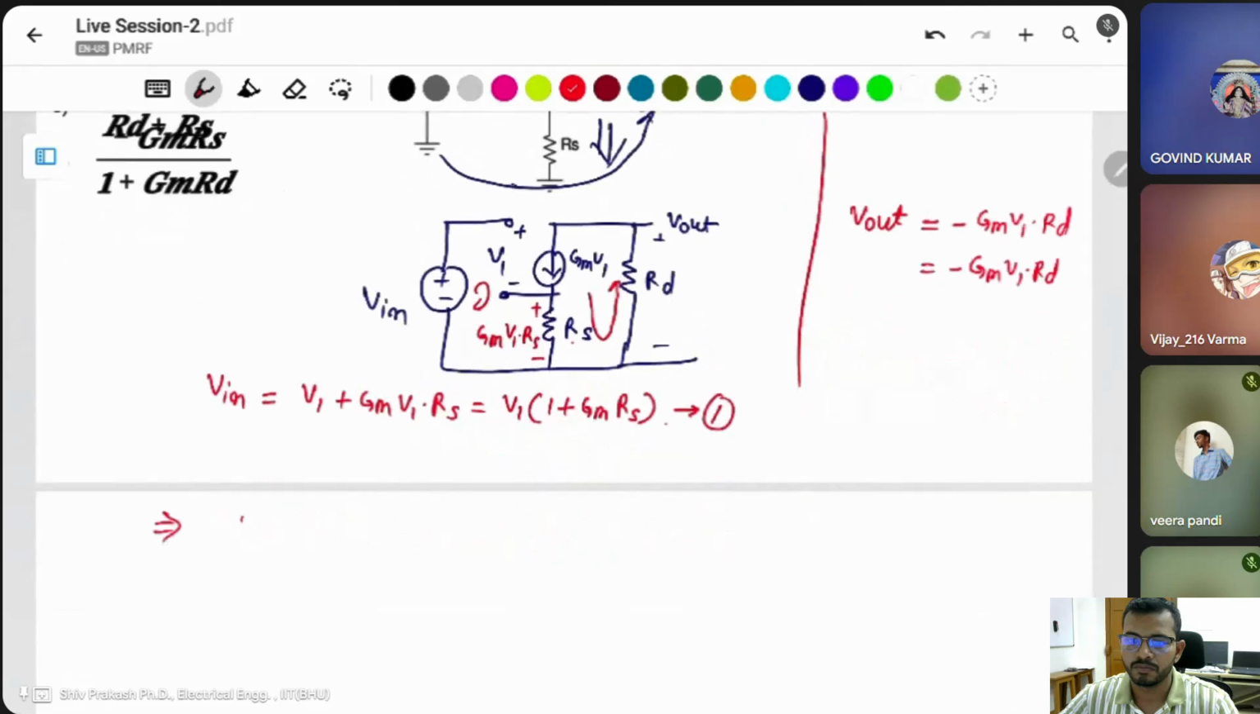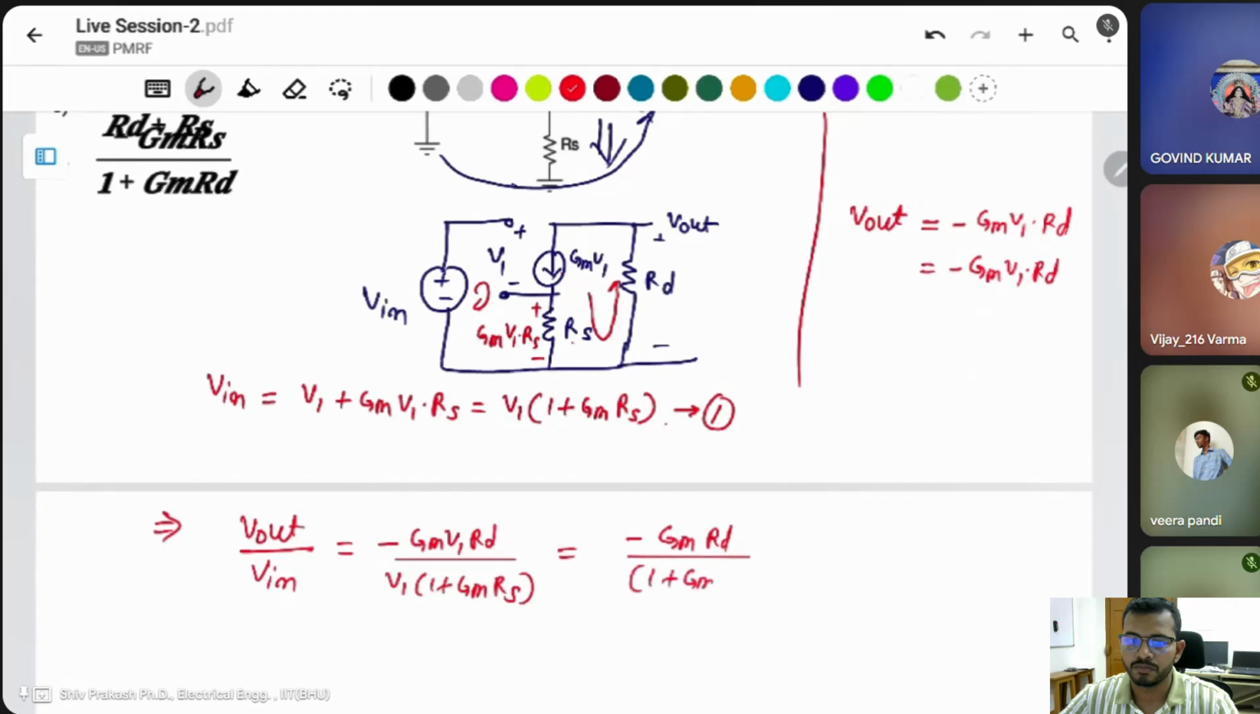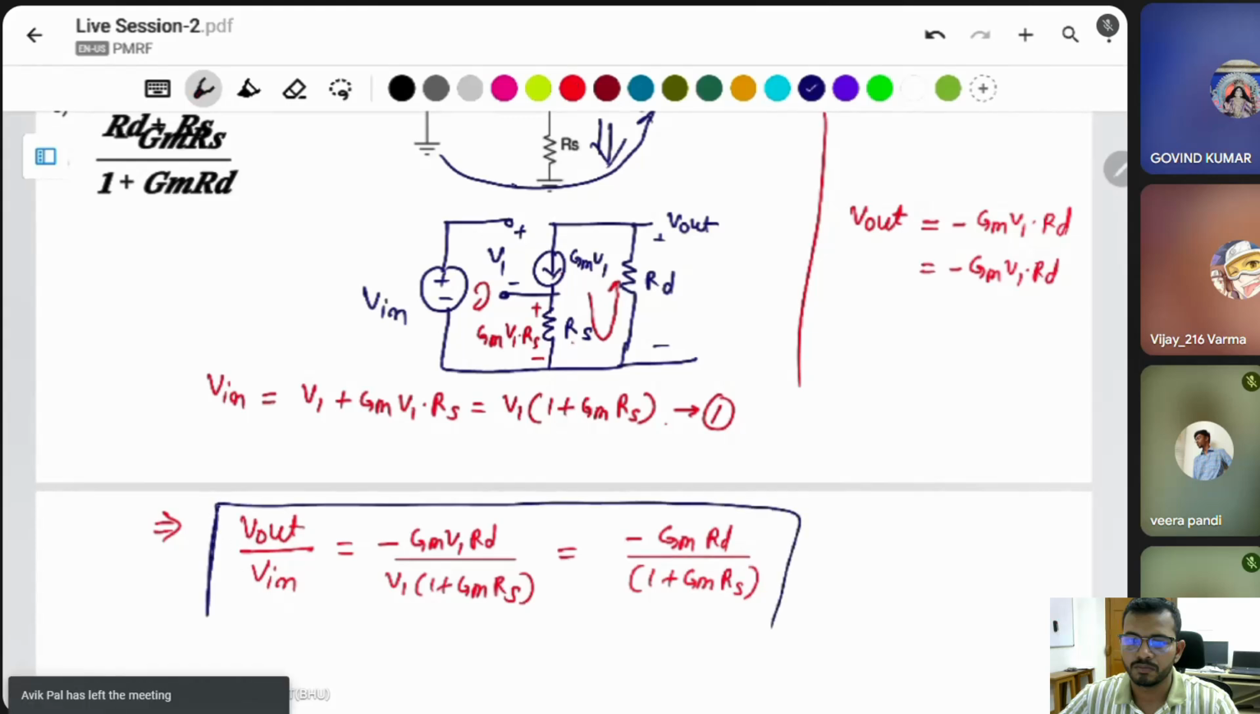Then what is V out divided by V in? Minus GM V1 RD divided by V in. V in is equal to V1 times 1 plus GM RS, so it is equal to minus GM RD divided by 1 plus GM RS. Okay, this is the final answer.